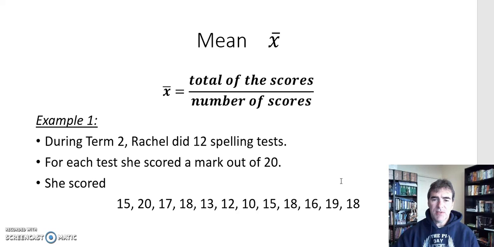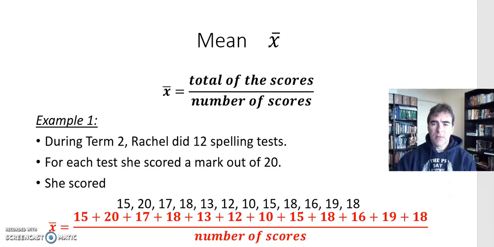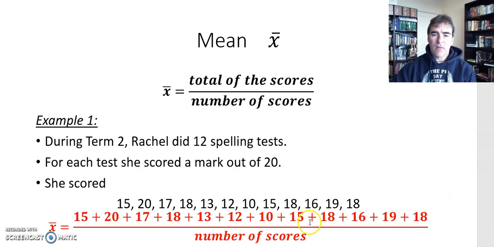So let's go back to Rachel and have a look at her 12 spelling tests that she did out of 20. Remember before, our lowest score was 10 and our highest score was 20, but we're going to have a look at finding the mean. So we're going to add up all of these scores and then divide by the number of scores. And there are 12 scores because she did 12 spelling tests.